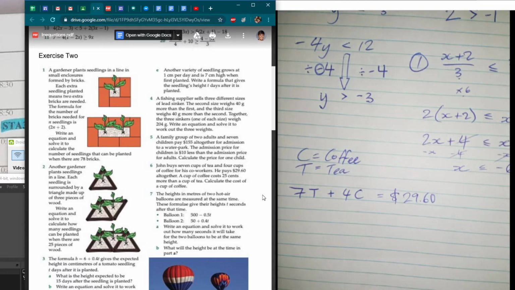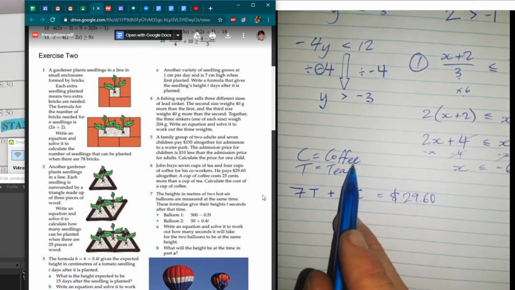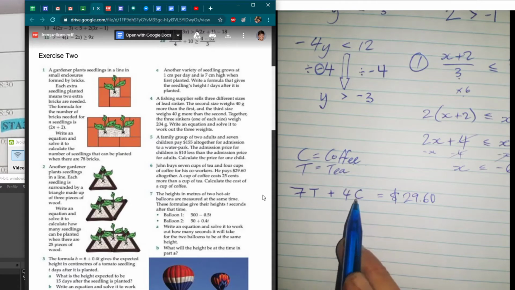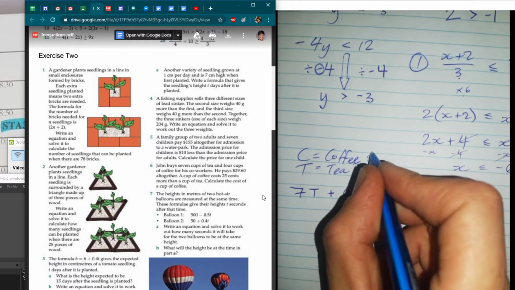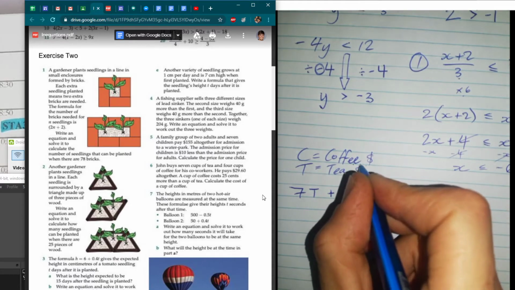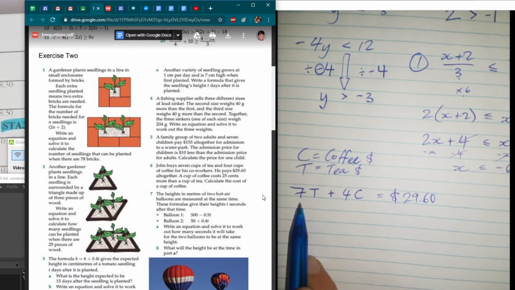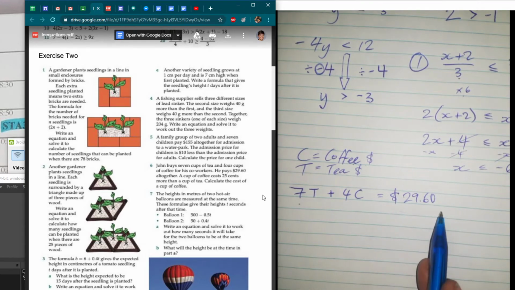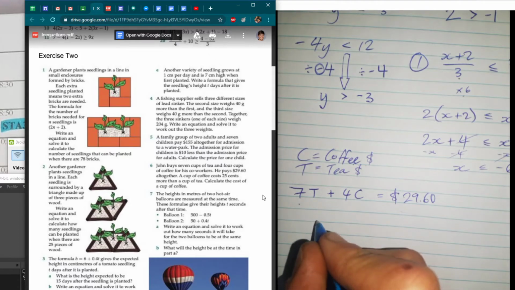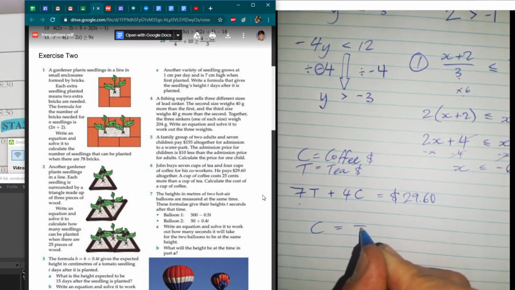Now, C doesn't actually equal coffee. It doesn't equal how many coffees. Because we're dealing with money here, it means we're dealing with the price of the coffee, and T must be the price of the tea. So 7 times the price of the tea plus 4 times the price of the coffee gives us the overall cost. So, if a cup of coffee costs 25 cents more than a cup of tea, C equals T plus 0.25.